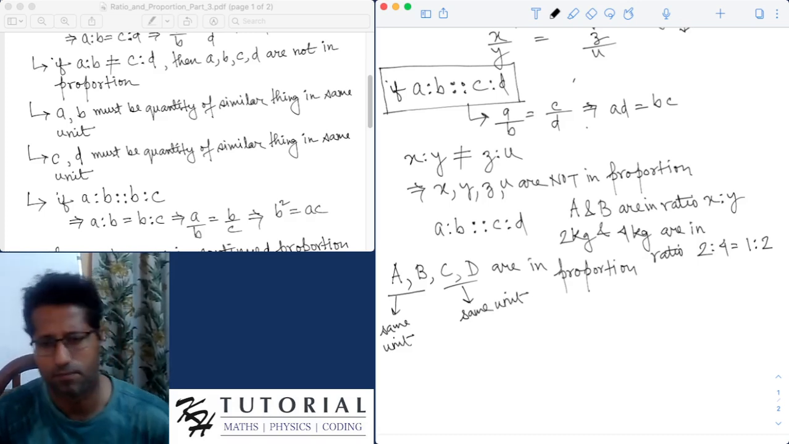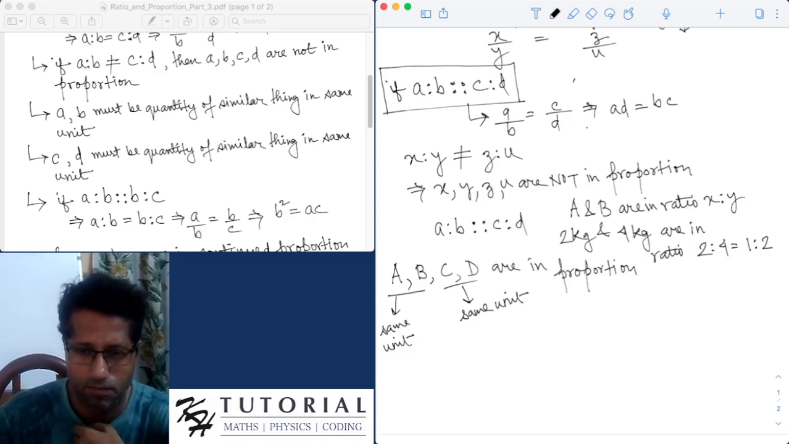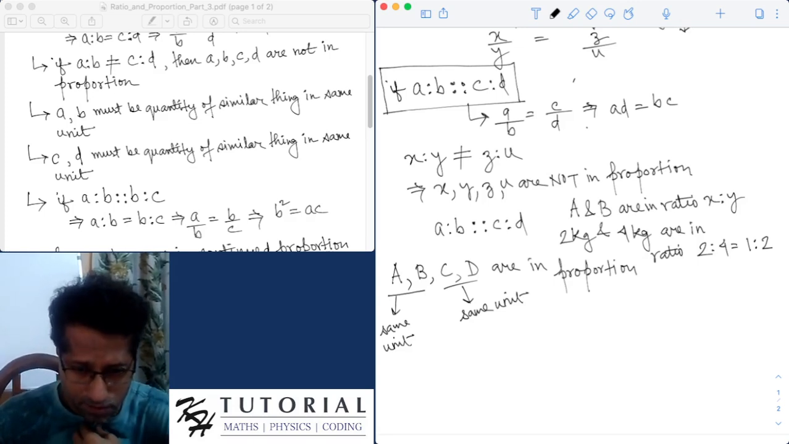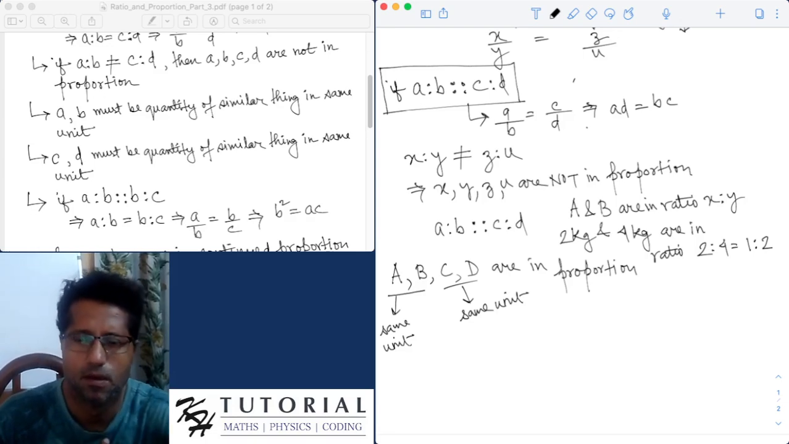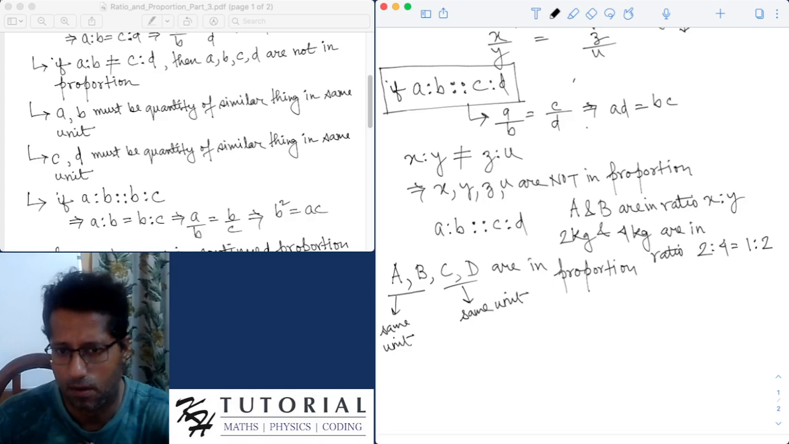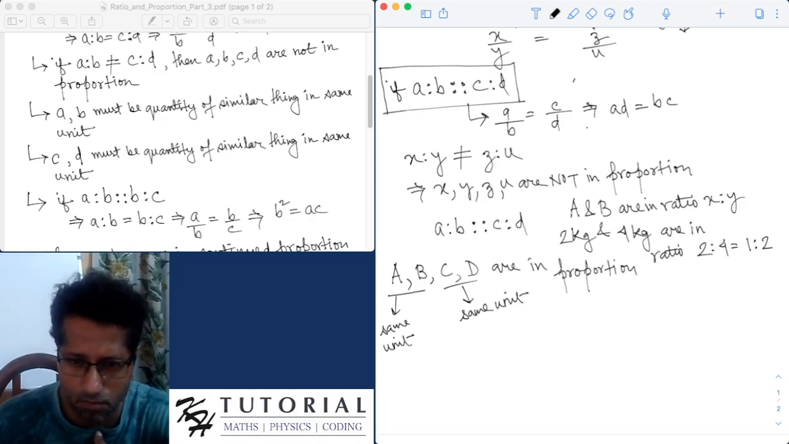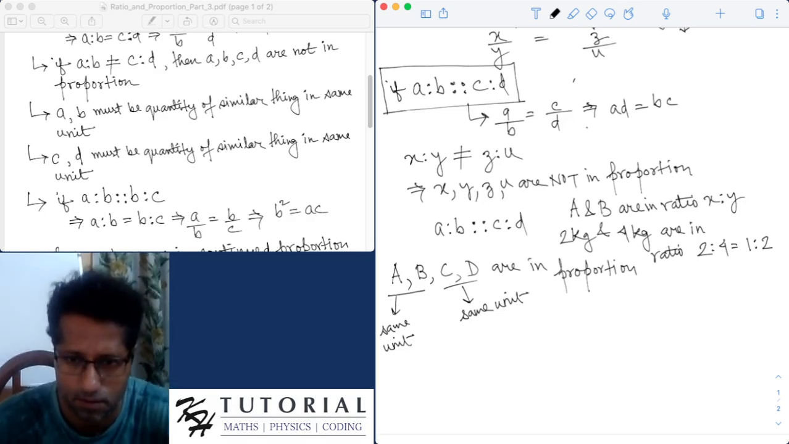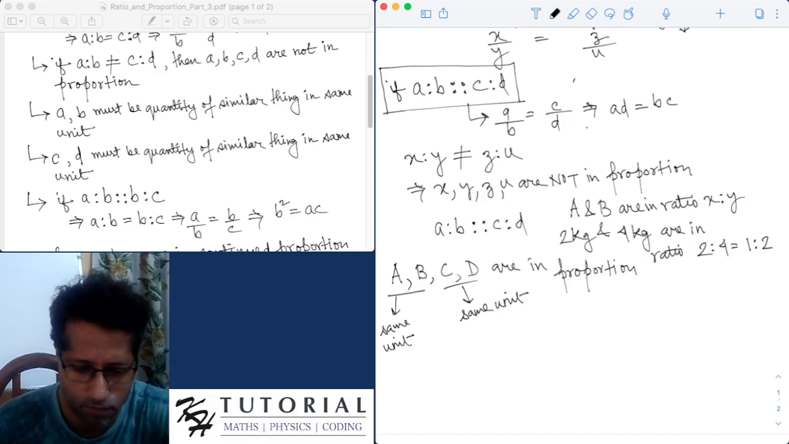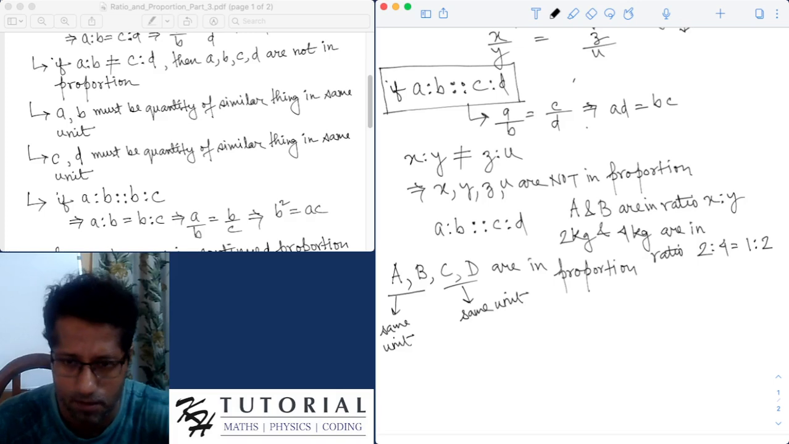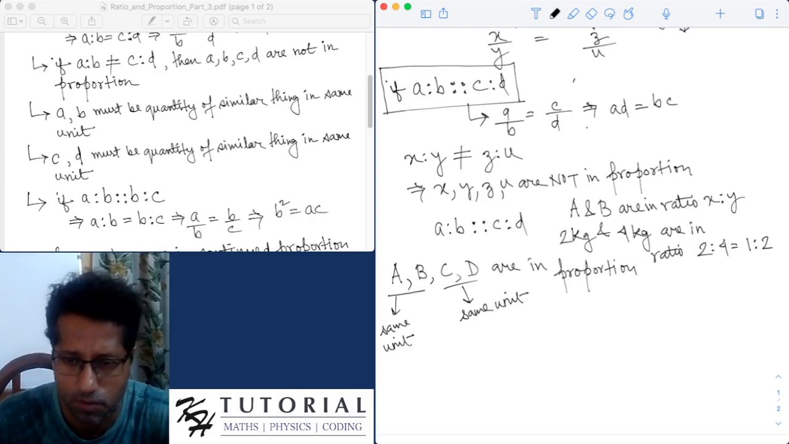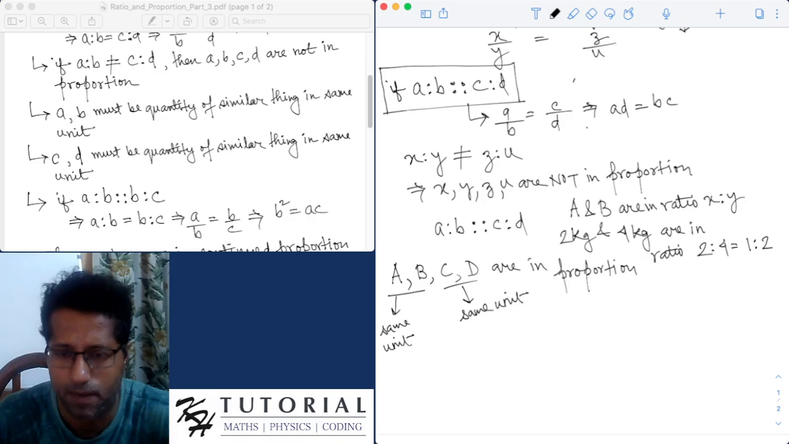If A, B, C, D are in proportion and the quantities are given with some units, then A and B must be of the same kind with the same unit, and C and D must be of the same kind and same unit. A and B could be of one kind, like kgs, and C and D could be of another kind, like rupees or some other quantity and units. But C and D must be of the same kind and same unit, and A and B must be of the same kind and same unit. This you should keep in mind.